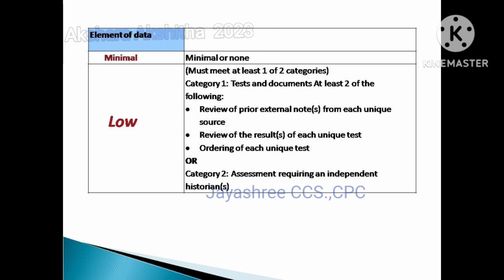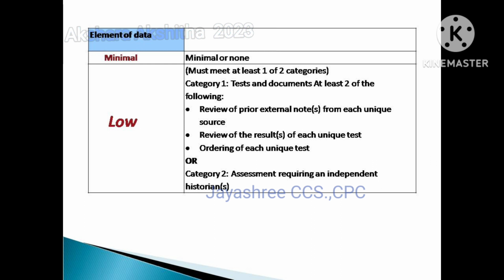For low, there are two categories they have given. Out of these two categories, one category should match to consider it as low type of data. So minimal is none. For low, there are two categories, and one of them should match to consider it as low level. Category 1 has 3 points. Out of these 3 points, any 2 points should match. Then only we can consider it as category 1.